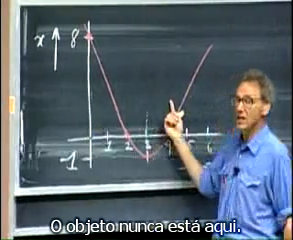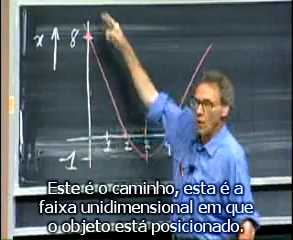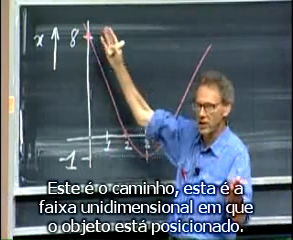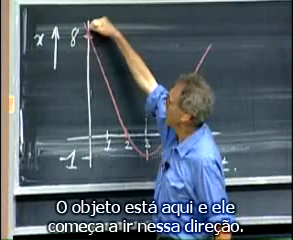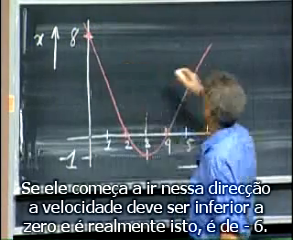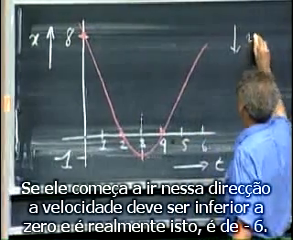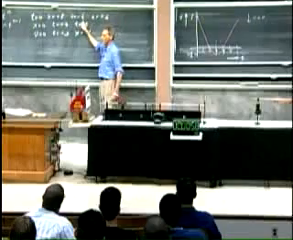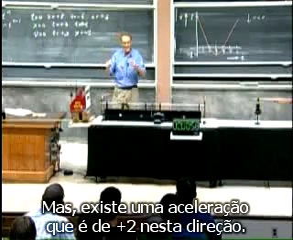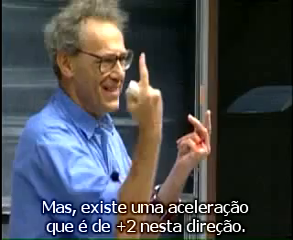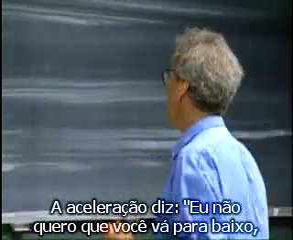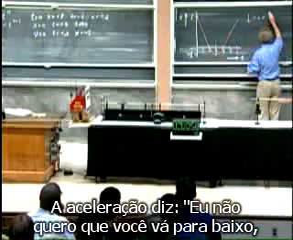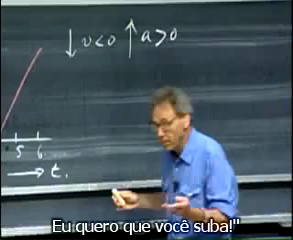The object is never here. This is the road. This is the one-dimensional track on which the object is sitting. The object is here, and it starts going in this direction. If it starts going in this direction, the velocity must be less than 0. And indeed it is. It's -6. But there is the acceleration, which is +2. It's in this direction. The acceleration says, I don't want you to go down. I want you to go up.